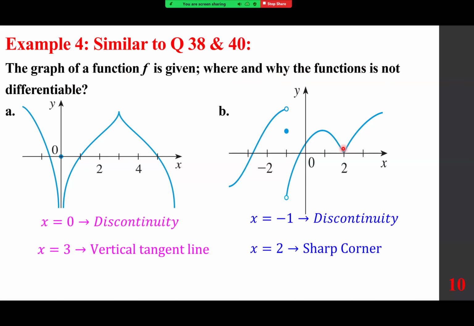Now, how do we distinguish between a sharp corner and a vertical tangent line? I want you to notice over here, you have a V shape. So if it looks like a V shape or upside down V shape, that's a sharp corner. But over here, clearly it's not a V shape. It's going up, and therefore we are looking at a vertical tangent line.